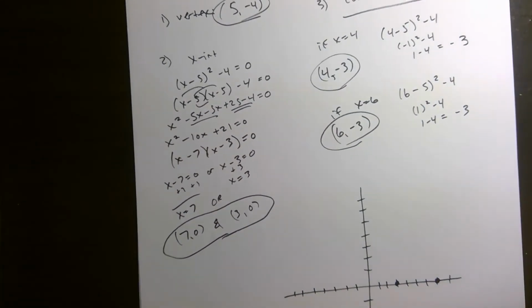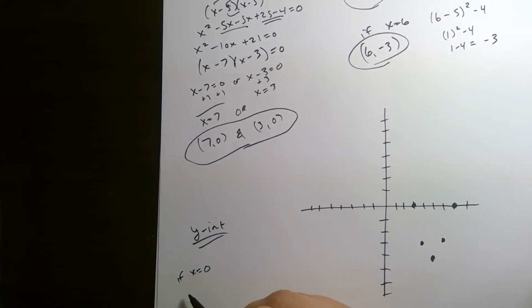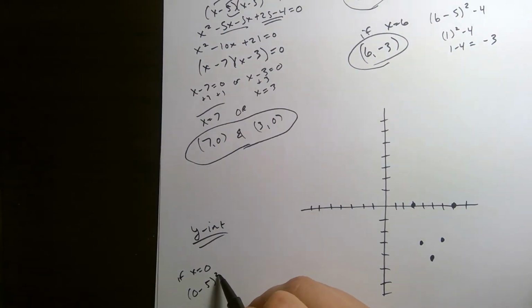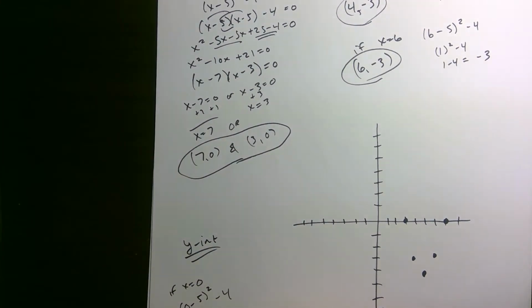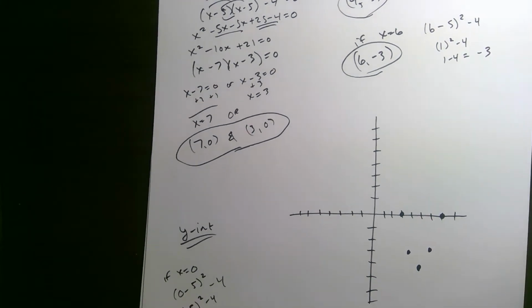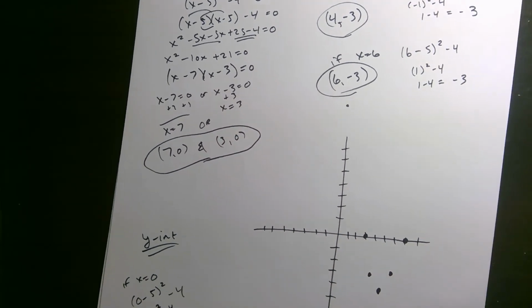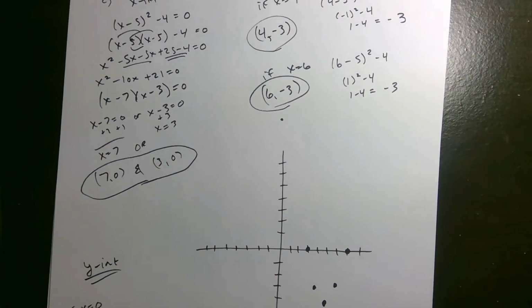So if x is 0, I put my 0 back into this. So I'm going to have (0 - 5)^2 - 4. And so over here, I'm going to get (-5)^2 - 4. Ooh, this is going to be a really big number. It's going to be 21. Well, darn, that's way too big for me. So somewhere way up here is my y-intercept. I don't know where, but it's way up there.